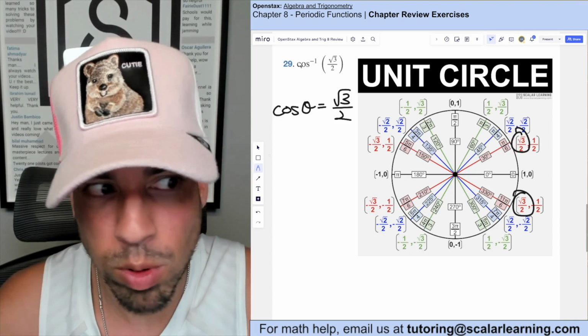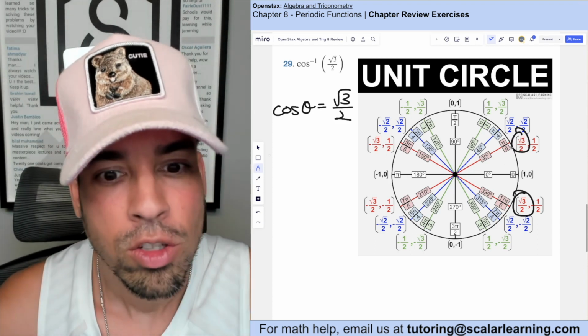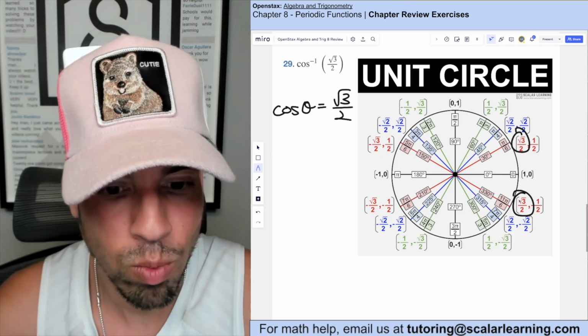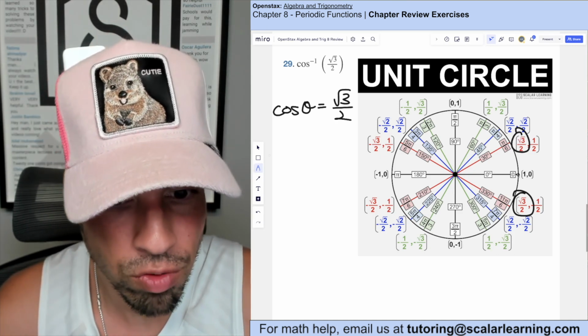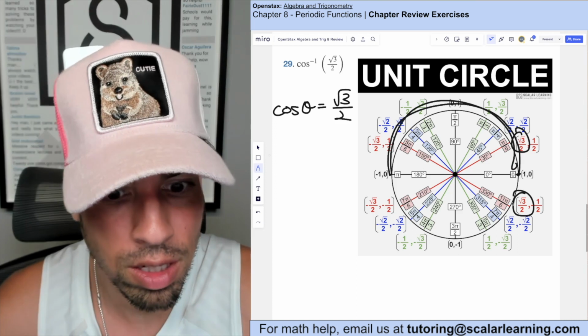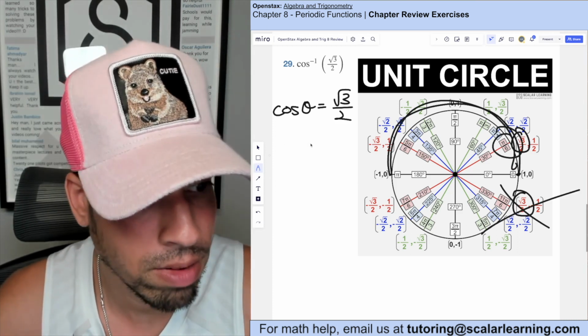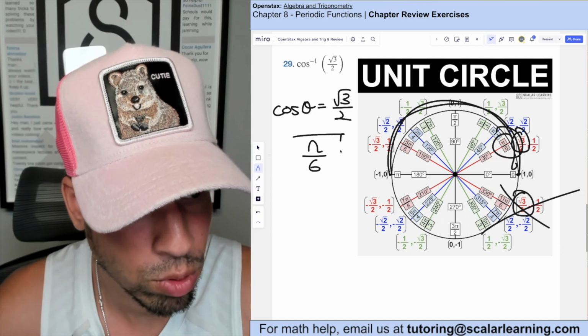But remember, we were taking arc cosine. So one of these is within the range of arc cosine and one is not. And the range for arc cosine is from 0 to pi. So it's in this zone. So this one is out, which means that our answer is this theta value, pi over 6, boom, done.